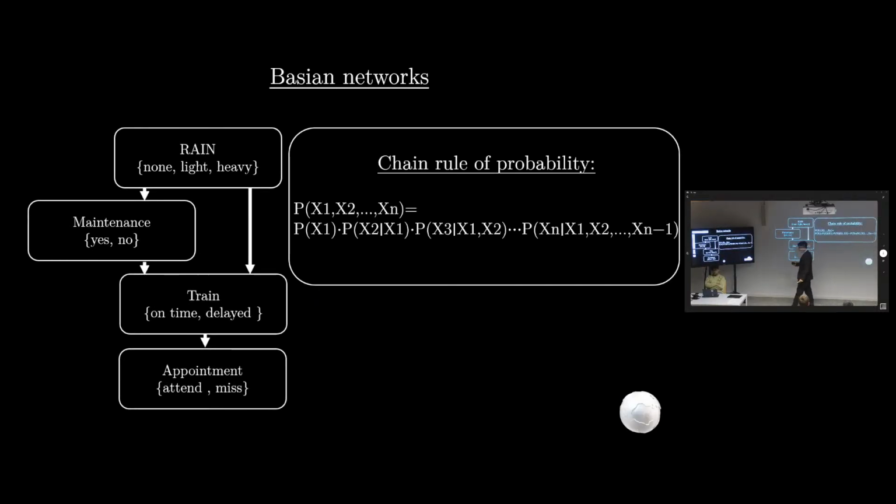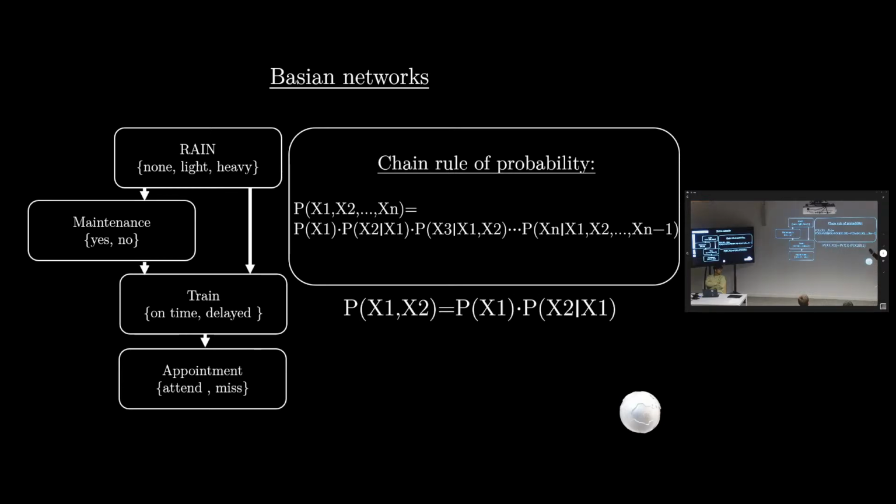To compute joint probabilities, we use what we call the chain rule of probability. We say that the probability of x1, x2, up to xn all happening, where x1 to xn are all possible events, is equal to the probability of x1 times the probability of x2 given x1 times the probability of x3 given x2 and x1, all the way to the probability of xn given x1, x2, all the way up to xn minus 1. Pretty abstract again.